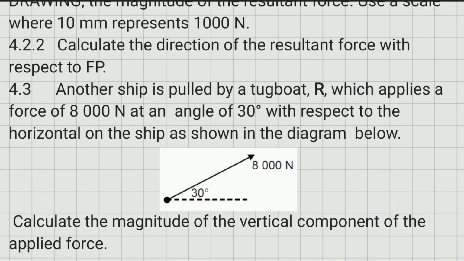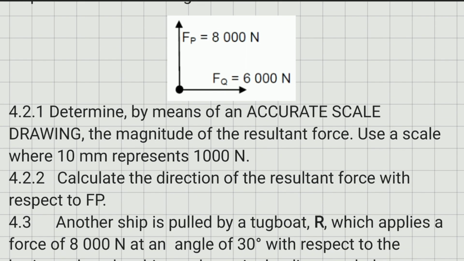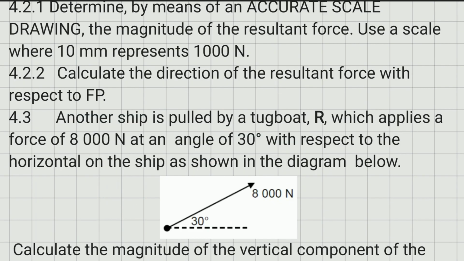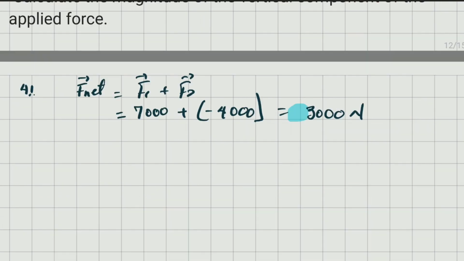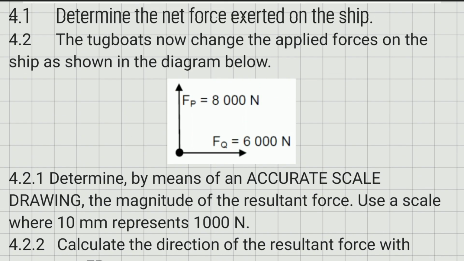Now, the question said, determine the net force. Net force has direction, so the answer here is positive. As you can see, it's a positive answer, and we said that positive is to the right. It means that for the final answer we're going to give the direction, and it's going to be then 3,000 Newton to the right. That is the very final answer of this specific question. I hope you understand. It's quite simple.